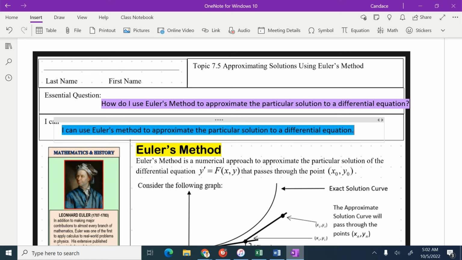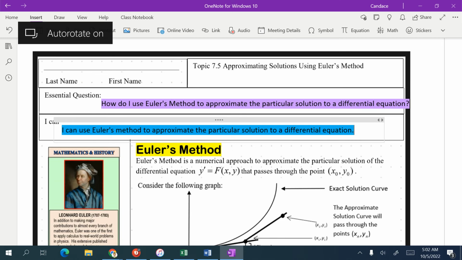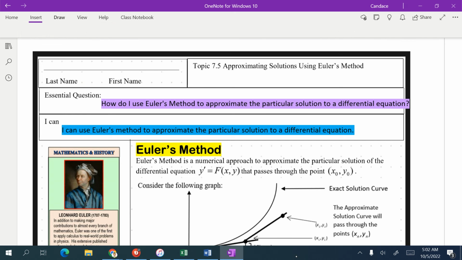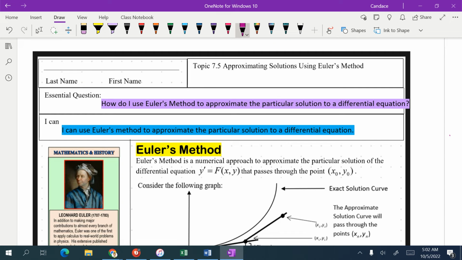In this video, we're going to talk about topic 7.5, approximating Euler's method. Our essential question is, how do I use Euler's method to approximate a particular solution to a differential equation? And our I can statement is, I can use Euler's method to approximate the particular solution to a differential equation.